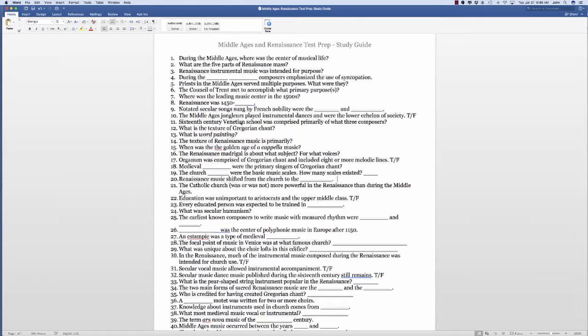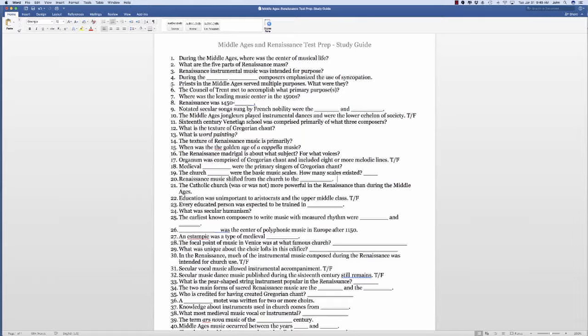Number 15, when was the golden age of a cappella music? Well, we know that a cappella is music that has no instrumental accompaniment, it is strictly singing, and it is the Renaissance. The Renaissance is the golden age of a cappella music.